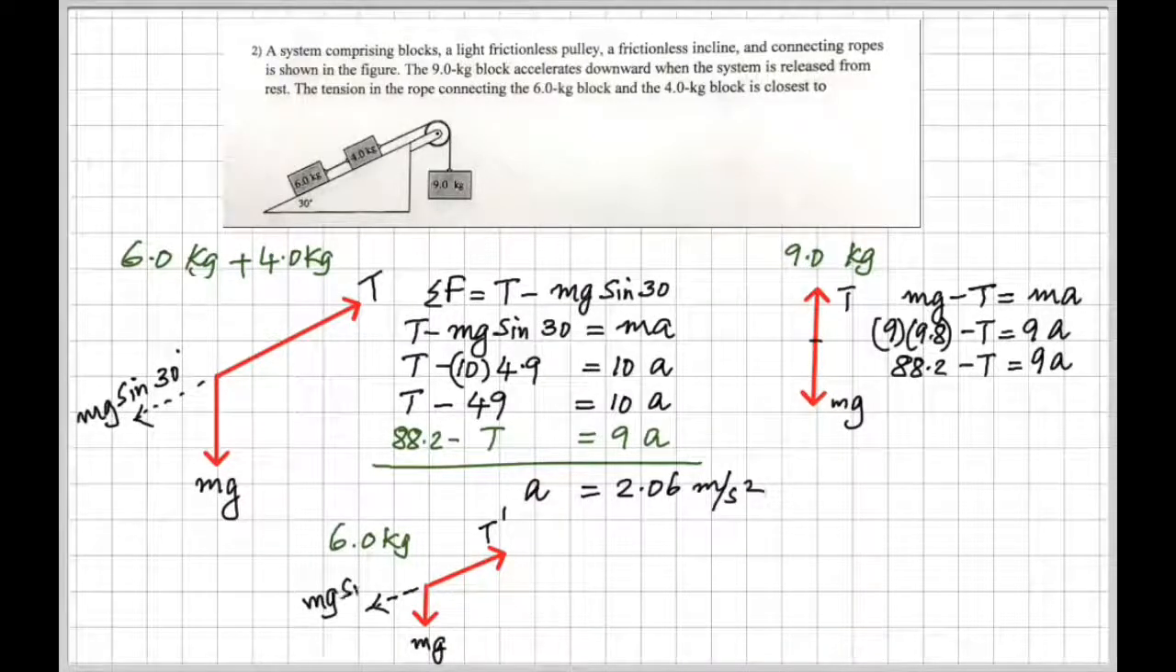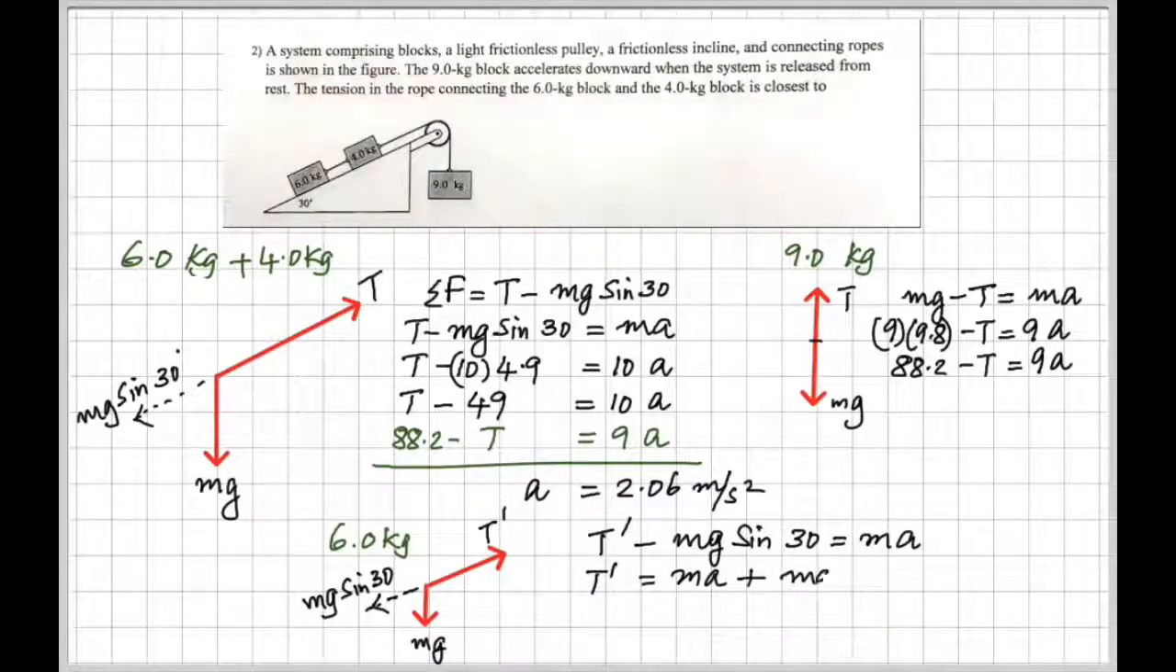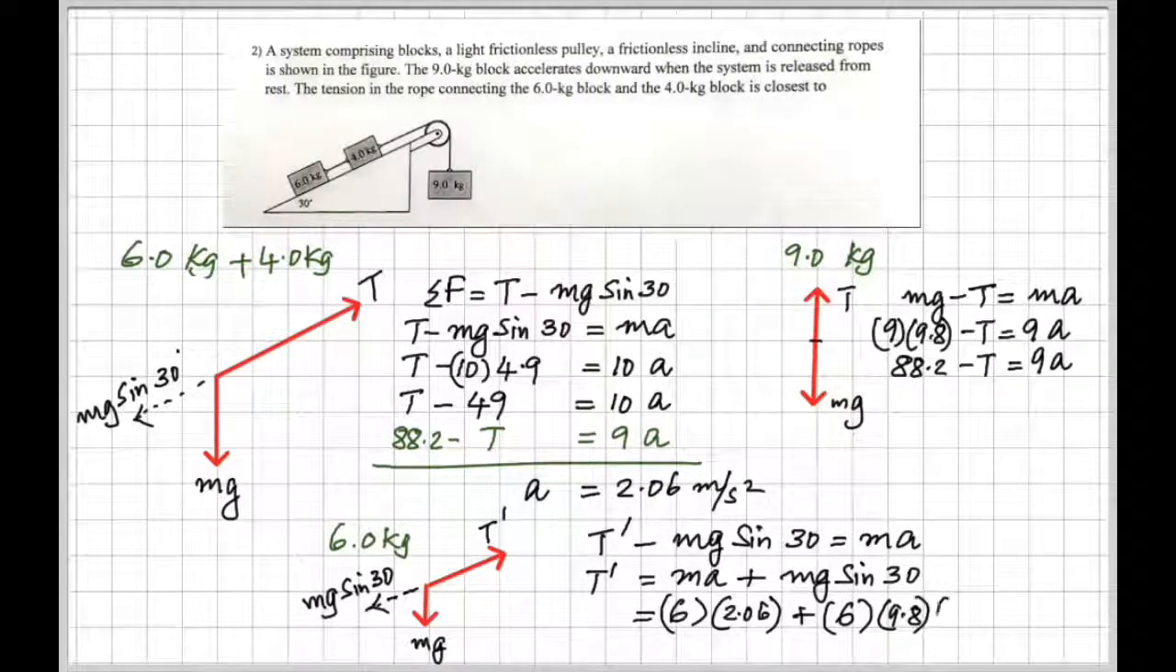So the net force on the 6 kilogram is T prime minus mg sine 30, which is equal to m times a. And from here we can surely find T prime because we already got the acceleration of the system. The mass is now 6 because we're only considering the 6 kilogram. Acceleration is 2.06, and then you have mg sine 30. When you do the math, you get 41.76 newtons, or approximately 42 newtons, as the tension in the string between the 6 and the 4 kilogram.